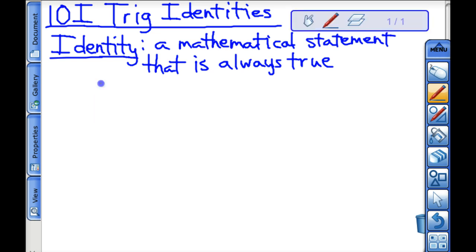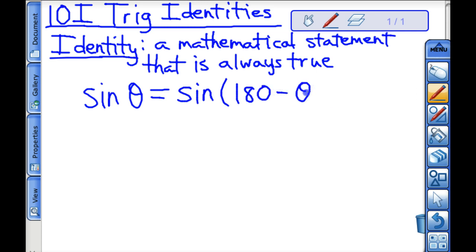First of all, we have this one that we also learned from the sine law, that the sine of an angle is going to be the same as sine of 180 minus that angle, because in quadrant 1 and quadrant 2, sine is always positive. So that's one we've looked at before. We also know that the tangent of an angle is the same as the sine of an angle over the cosine of an angle.